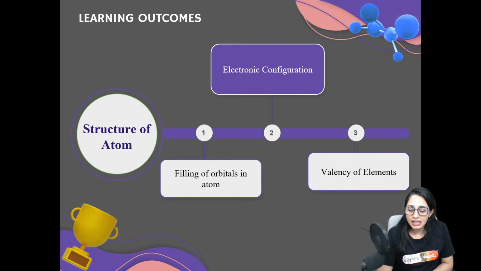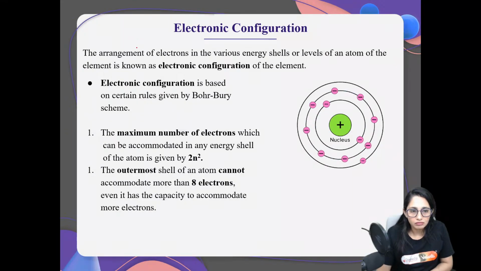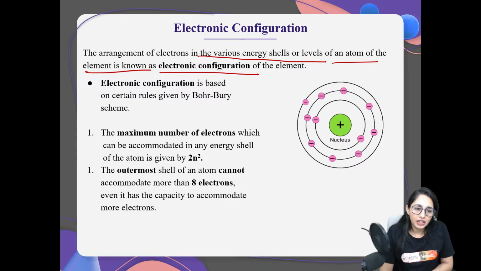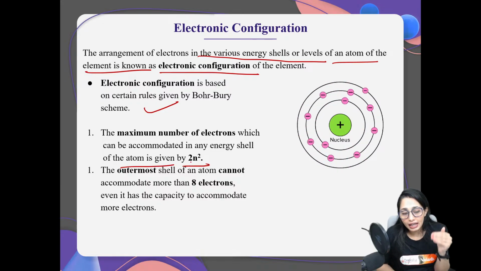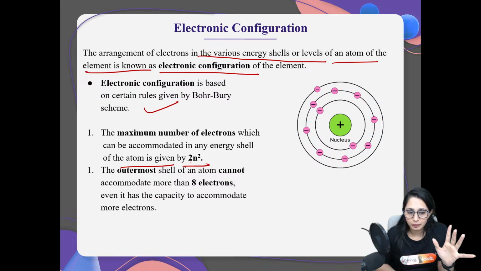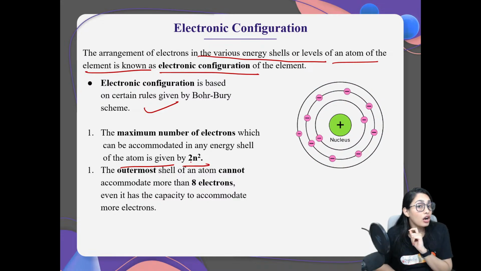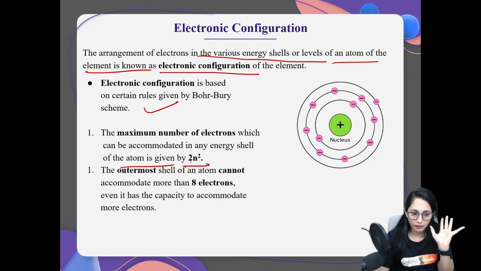Very good, Vignesh. Next, electronic configuration. What is electronic configuration? It is nothing but the arrangement of electrons in the various energy shells or levels of an atom of the element. Electronic configuration is based on certain rules given by the Bohr-Bury scheme. The maximum number of electrons which can be accommodated in any energy shell of an atom is given by 2n square. And in energy shells, we have subshells as well, SPDF. The outermost shell of an atom cannot accommodate more than 8 electrons, even though it has the capacity to accommodate more.